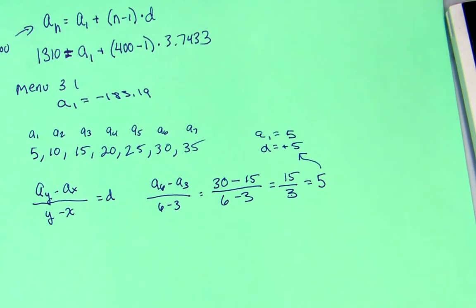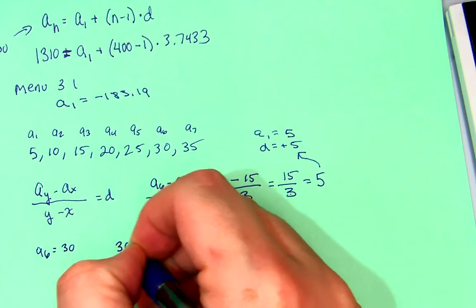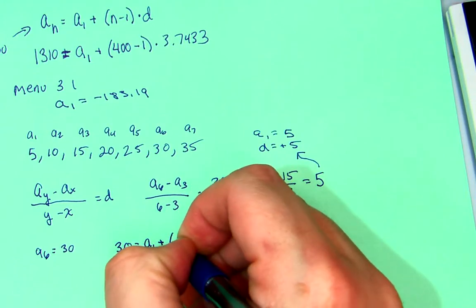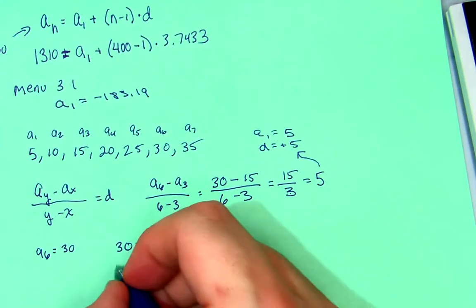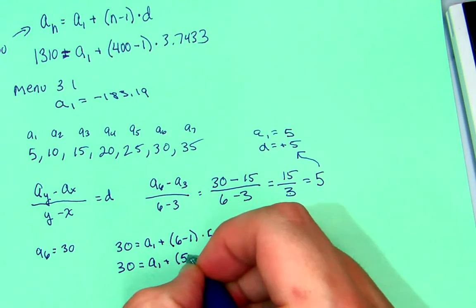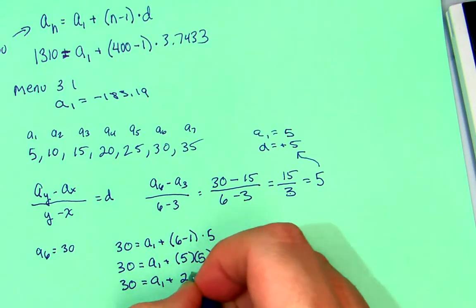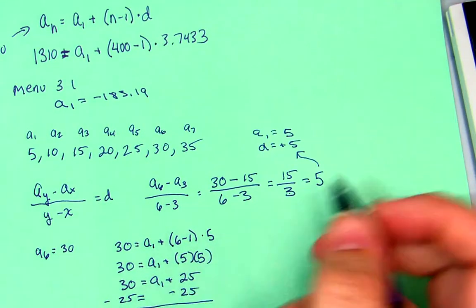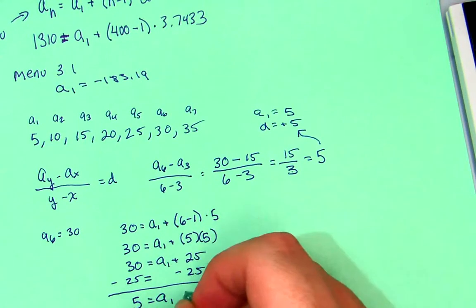And now if I wanted to, I could take A sub 6 again. I know A sub 6 is equal to 30. Well, 30 has to be equal to A sub 1 plus 6 minus 1 times 5. So we can do this without the calculator. A sub 1 plus 5 times 5. So 30 is equal to A sub 1 plus 25. Subtract 25 from both sides. So I say 5 is equal to A sub 1, which checks out.